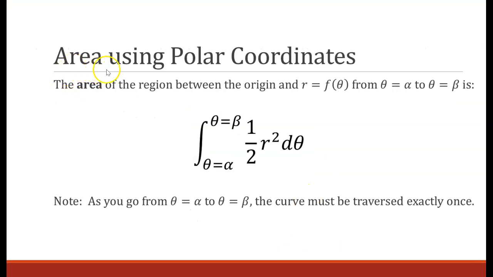So here we're going to look at the formula for finding area using polar coordinates. The area of the region between the origin and r equals f of theta from theta equals alpha to theta equals beta is given by the integral from theta equals alpha to beta of 1/2 r squared d theta. And note, as you go from alpha to beta, the curve must be traversed exactly once.